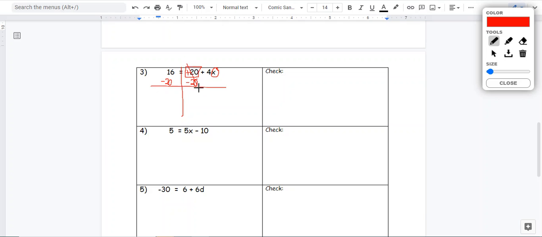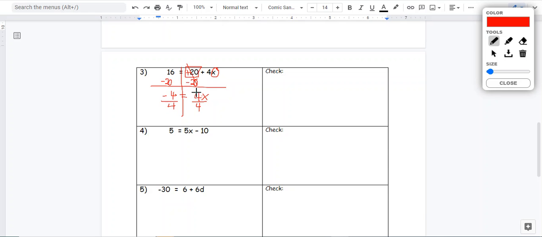Subtract 20 from both sides and it cancels out. 16 minus 20 is going to be negative 4. And that's going to be equal to, this is canceled out, plus 4x. So we'll just write down 4x because the positive sign is assumed. Now this is multiplication, so the opposite of multiplying is division. So let's divide by 4 on both sides.